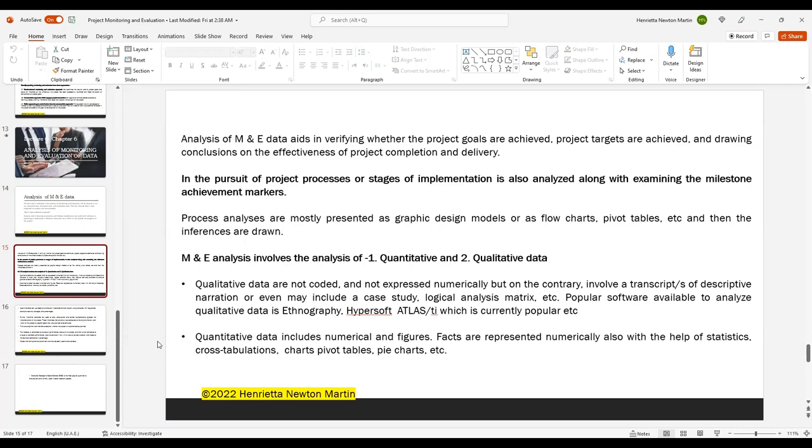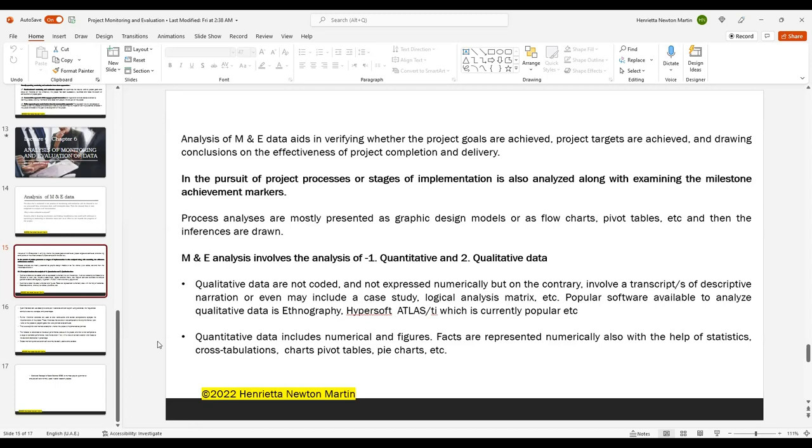Analysis of monitoring and evaluation data aids in verifying whether the project goals and targets are achieved, and in drawing conclusions on the effectiveness of project completion and delivery. In the pursuit of project evaluation, project processes or stages of implementation are also analyzed, along with examining the milestone achievement markers.